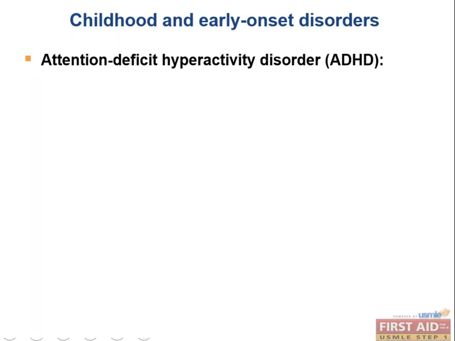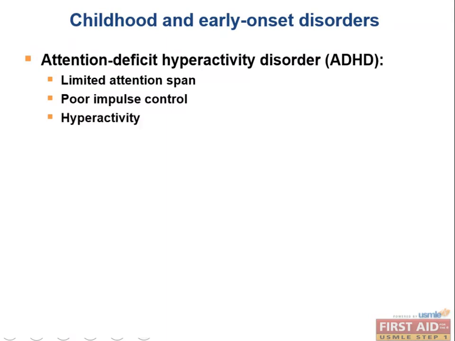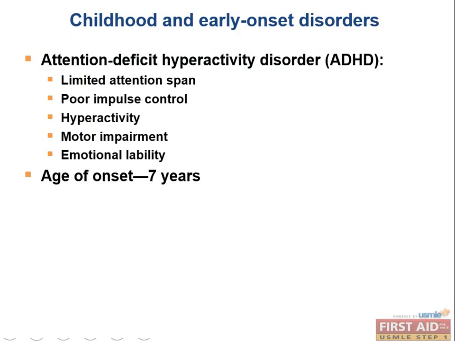Now we're going to take a look at some childhood and early onset disorders. First of all, ADHD, or Attention Deficit Hyperactivity Disorder, is characterized by a limited attention span, poor impulse control, hyperactivity, motor impairment, such as the lack of ability to perform complex and coordinated tasks, and emotional lability, meaning lots of mood swings. It has an age of onset of around 7 years.